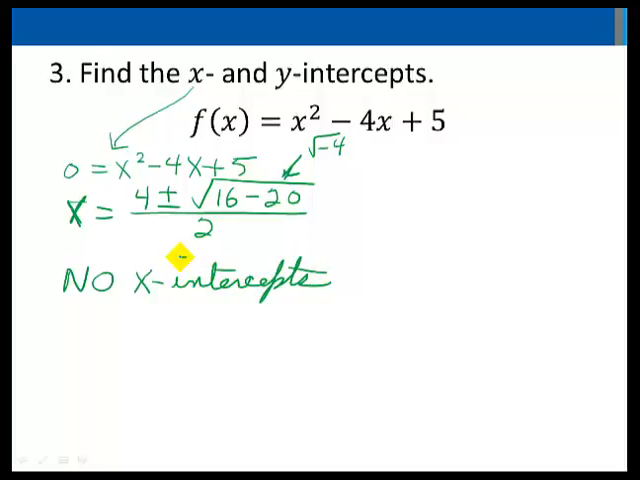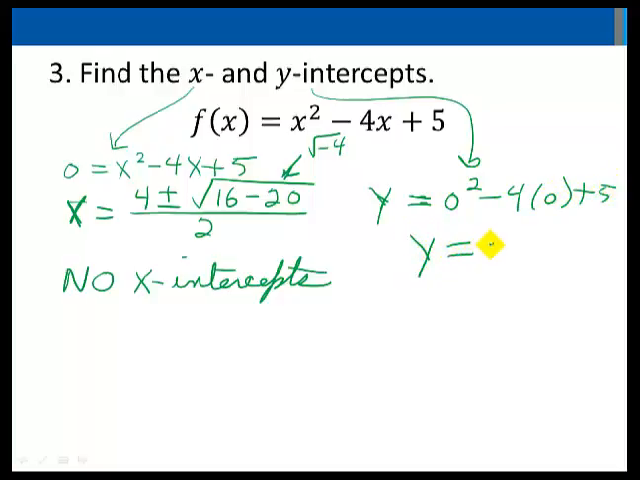Okay, what about y-intercepts? To find y-intercepts, we set x equal to 0. That gives us one y-intercept at y = 5, which will be the point on our graph of (0, 5).